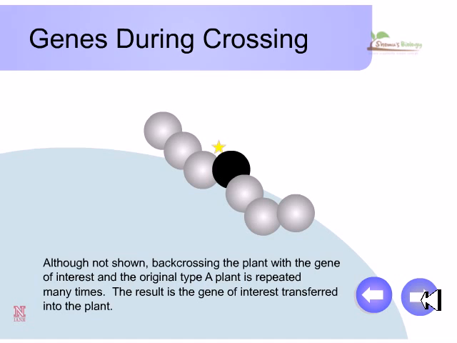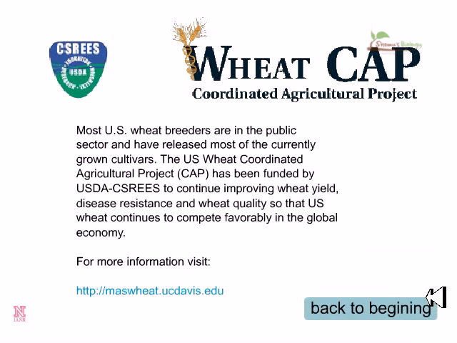Although not shown, backcrossing the plant with the gene of interest to the original type A plant is repeated many times to get this desired product. The result is the gene of interest transferred into the plant.